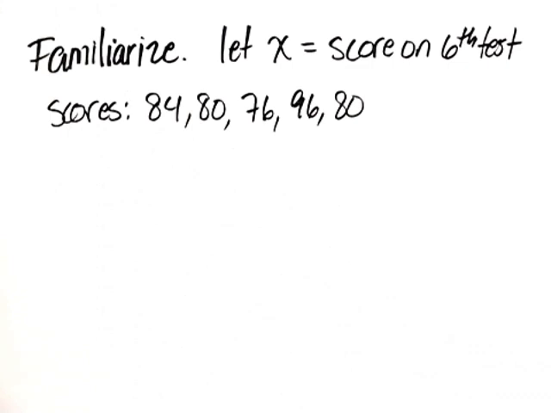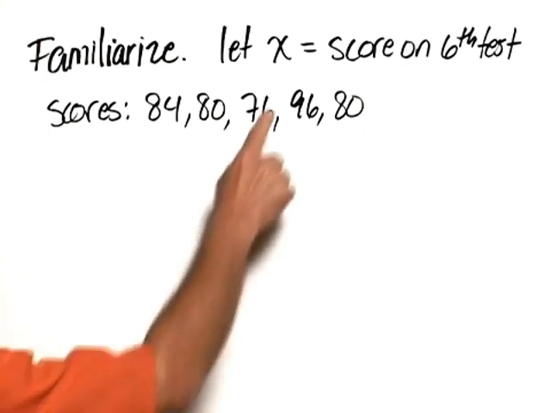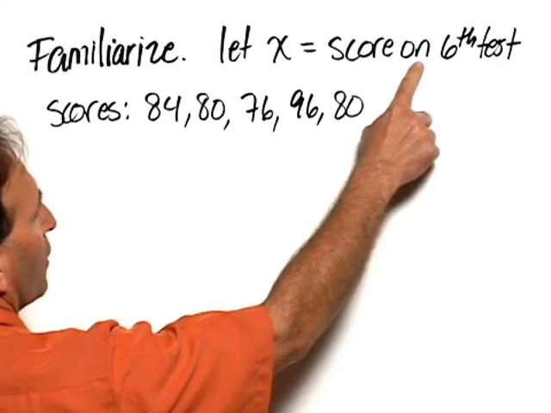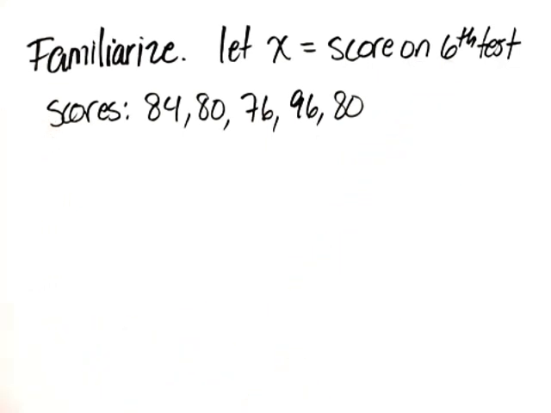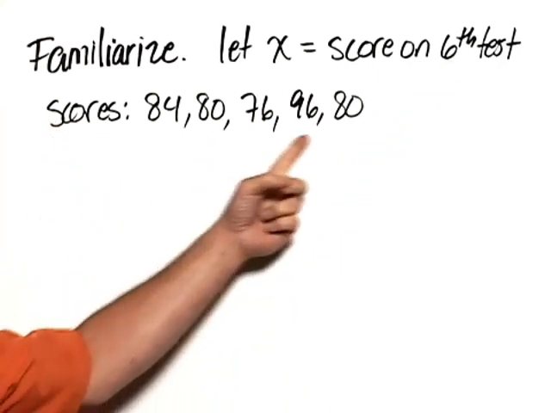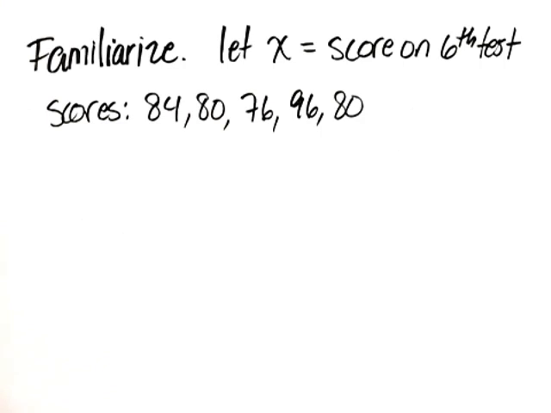Well, in the 5-step process, the first step is to familiarize ourselves with the problem. And what we know is we'll let x equal the score on the 6th test, and that her other 5 test scores are here. The second step is to translate the words into a mathematical statement.